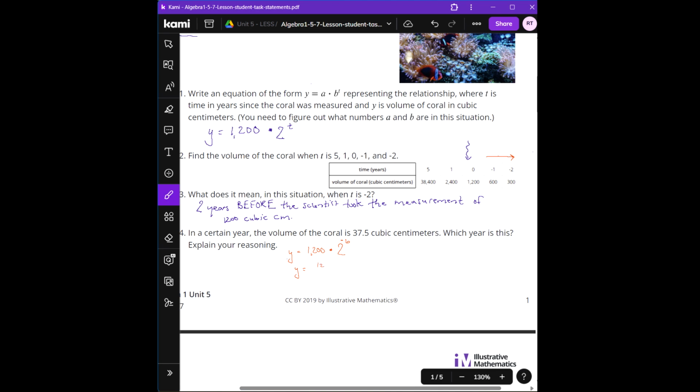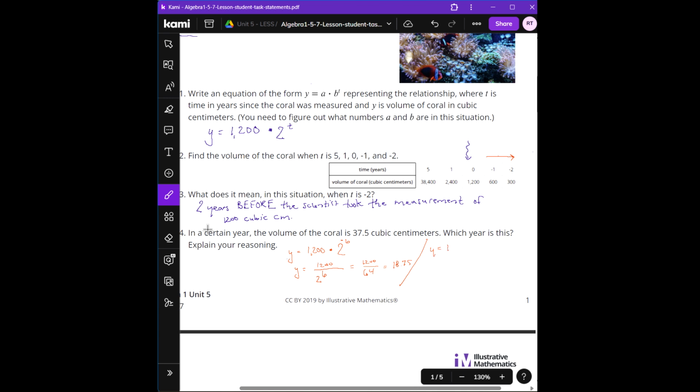So what happens, remember, is when we have a negative exponent, it's going to bring that number down. Okay, and so now we have 1,200 divided by 64. This is going to be 18.75. Okay, so a little bit too much. So let's go to the 5th. Let's go 5 years back.